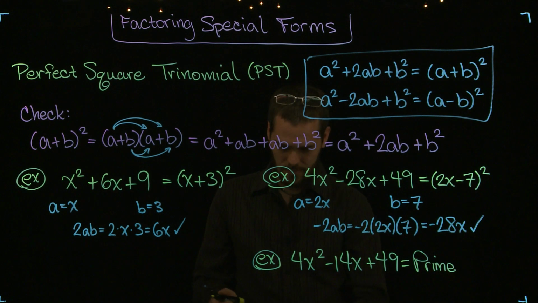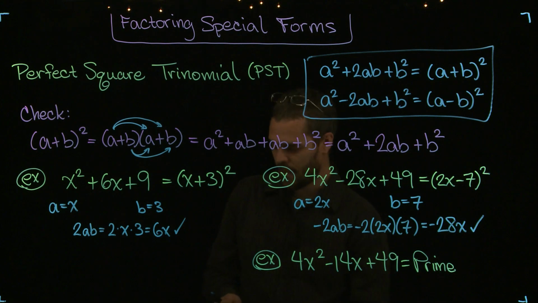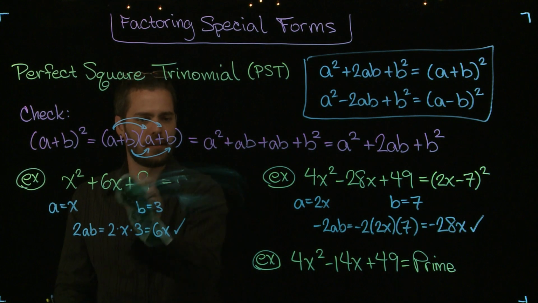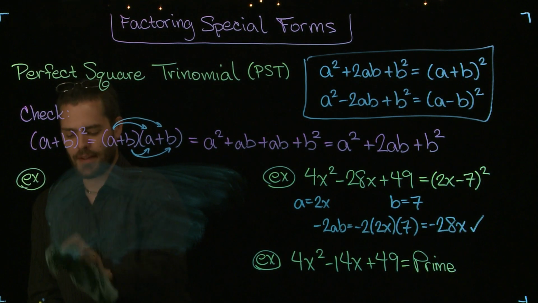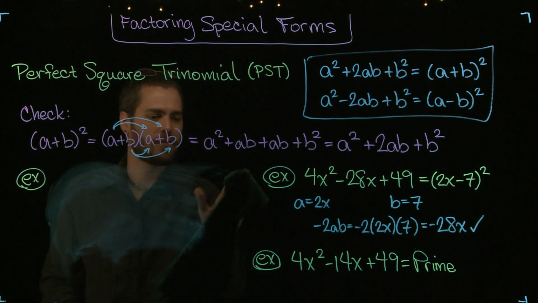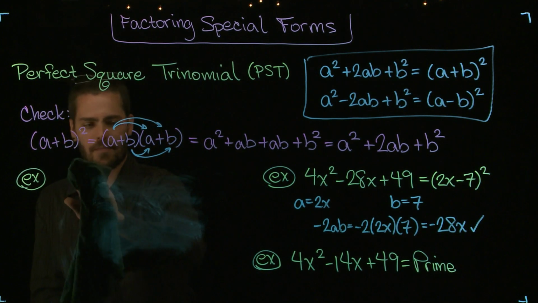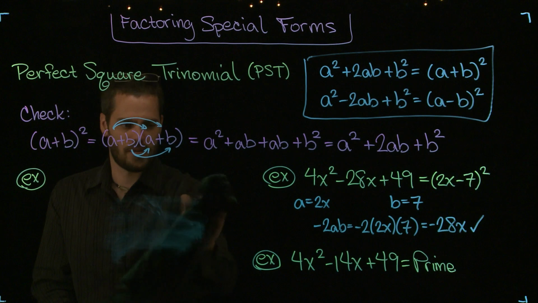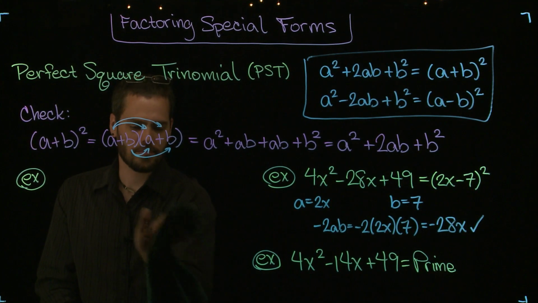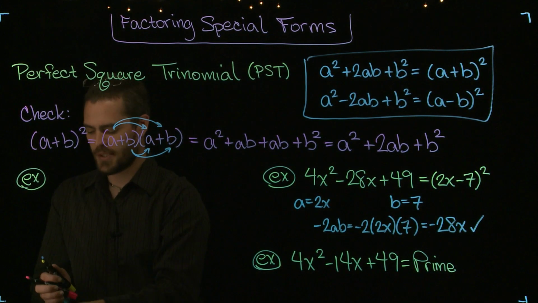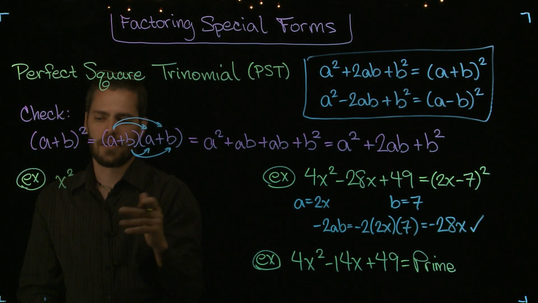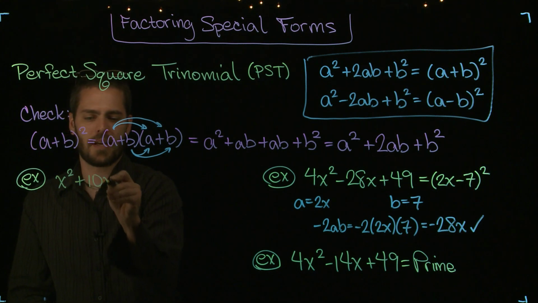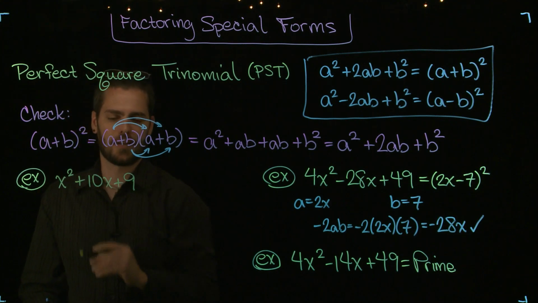So let me do one more, perhaps. Let me erase this guy over here. And let's just look at one that is not a perfect square trinomial, but that does factor, just to show you that case. So here's a simple one. Suppose I said we started out with x squared plus 10x plus 9. Okay.